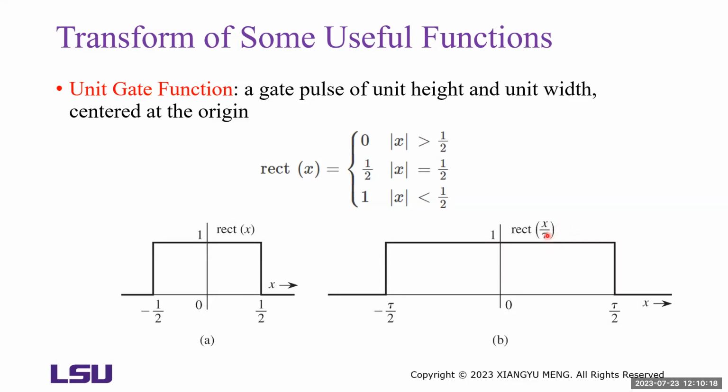Observe that tau, the denominator of the argument of rect(x/tau), indicates the width of the pulse. Similarly, you can consider the denominator is 1. Therefore, the width of the function is 1.